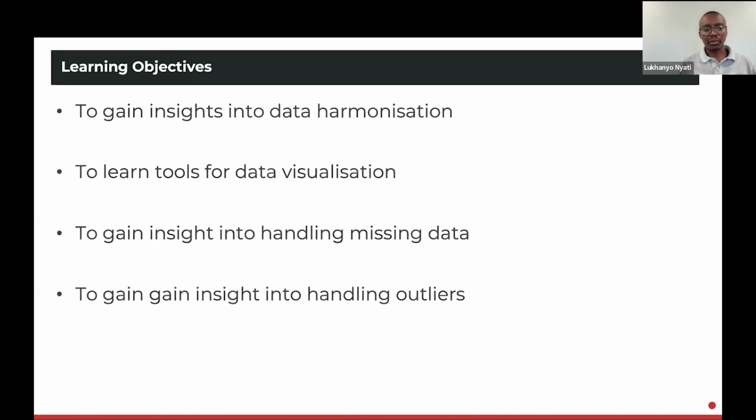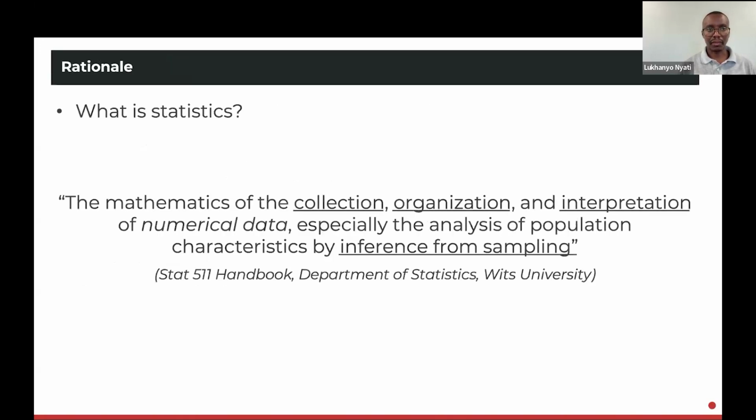And the objectives for today's webinar are to gain insights into data harmonization, which we touched on yesterday, and also to learn tools for data visualization, to gain insights for handling missing data, and to gain insight into handling outliers.